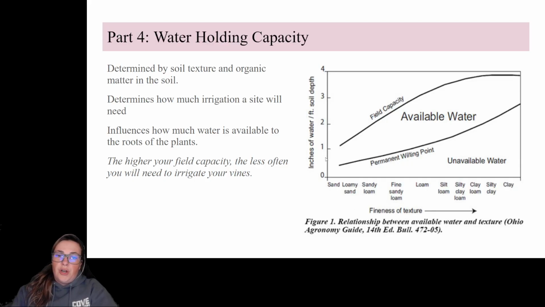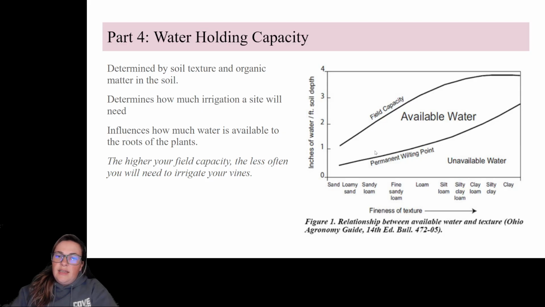So here we have a chart and it shows the different types of soil textures, right? So we have sand. Sand doesn't hold like any water, right? Water just goes right through it. Clay holds the most water, right? So as we can see, the fineness of texture as it goes from super coarse to more fine, it holds more water. And then we can also see here on the y-axis the inches of water per foot soil depth. So this is like a measurement of the inches of water per your depth of soil, and then going from coarse to fine soil texture.